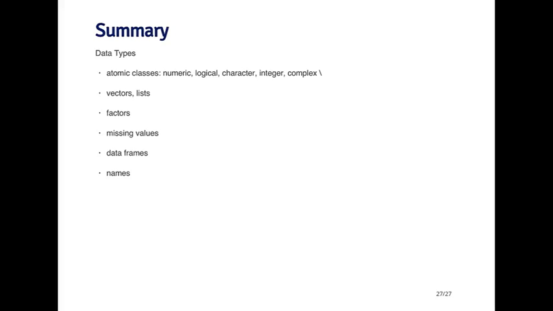There are factors, which are used for coding categorical data, both ordered and unordered. There are missing values that are represented by NA and NaN. Data frames are used to store tabular data, where each column can be of a different class. And finally, all R objects can have names, which can be useful for creating self-describing data.